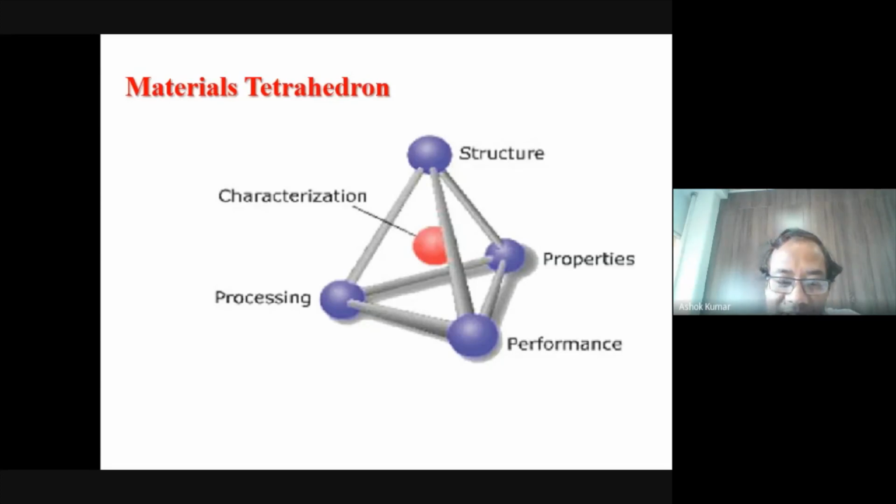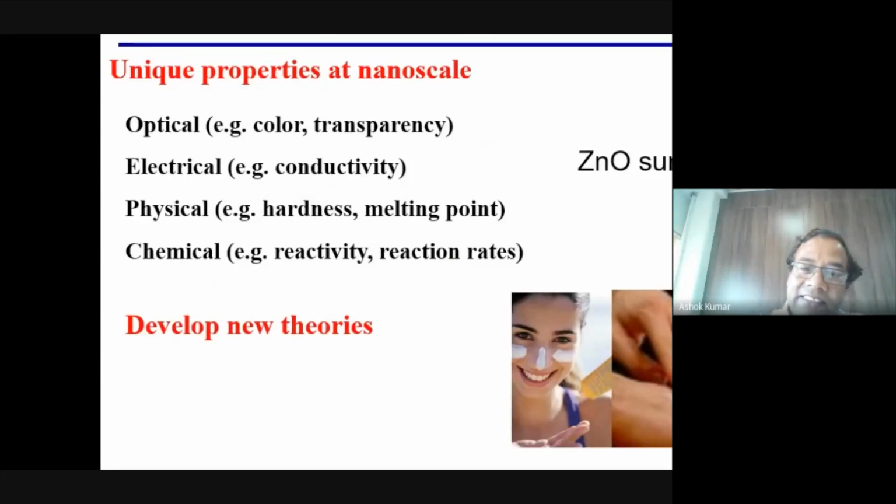Then we talk about nanostructures. A nanostructure is nothing but reduced size. And why do we talk about nanostructures? Because every material shows unique properties at the nanoscale. What are these properties? For example, optical properties, like color and transparency. Then electrical properties, like conductivity. All the properties listed here, physical properties such as hardness and melting point, and chemical properties such as reactivity and reaction rates, change when we change the size.